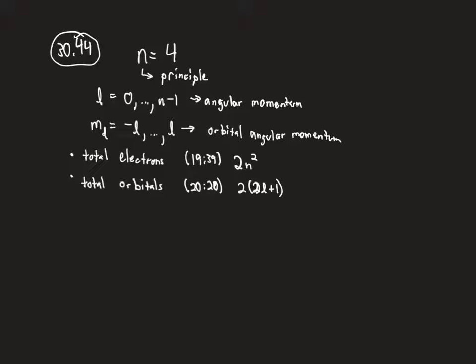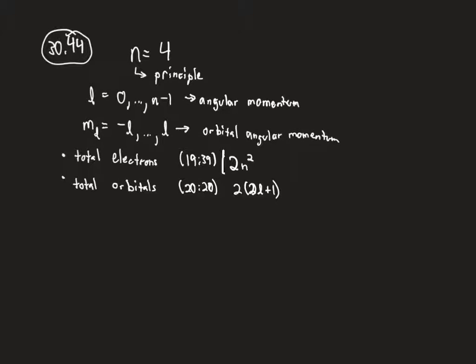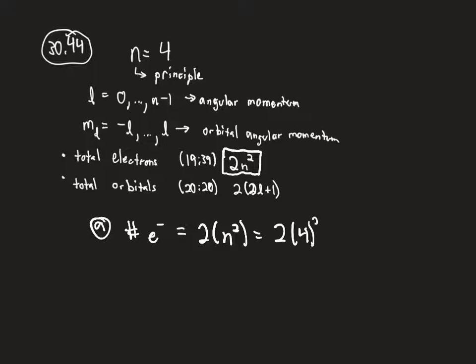From the lecture video, at about 19 minutes and 40 seconds in, it tells us the total number of electrons inside of an atom of an orbital of quantum number n is 2n squared. So for part A, the number of electrons is going to be equal to 2 times n squared, which gives us 2 times 4 squared. That's 2 times 16, so that's a total of 32 electrons that we can have.